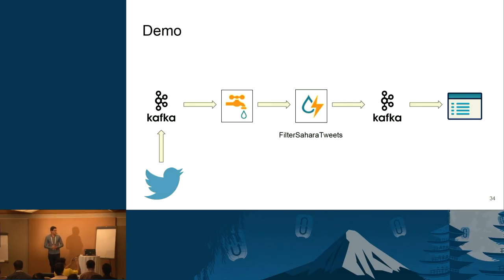So I'm going to explain the demo that I'm going to do right now. The idea of this demo is I have a Twitter crawler that's going to crawl for every tweet that contains the word Sahara in it, and it's going to put it into a Kafka queue. And then we have a spout. This spout is going to read from the Kafka queue and throw the tweets into the bolt. This bolt is going to filter every tweet that has the word Storm in it. And then we're going to throw it back into Kafka. And then I have a web application that's going to print the tweets.